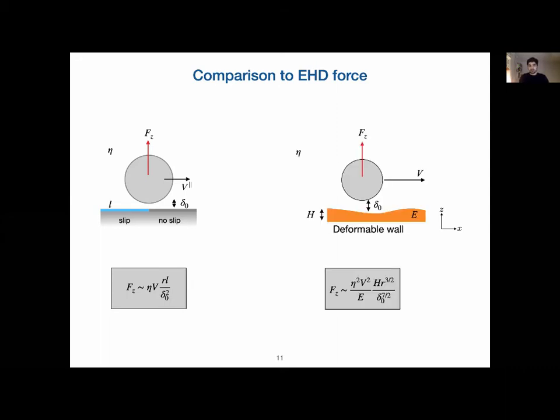Now, we can compare this to soft lubrication, or the elastohydrodynamic force, which has been investigated a lot. Here the lift force for a cylinder is shown to the right, and there we see somewhat different scaling with respect to both viscosity and velocity, as well as the other parameters. It also involves big H, which is the height of the soft wall, as well as the Young modulus. So the question we wanted to ask is, how does this force induced by surface inhomogeneities compare to the elastohydrodynamic force?